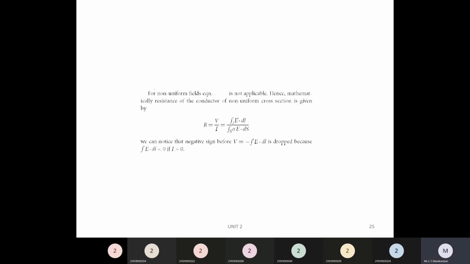So R equal to V by I. How can we relate V? V equals minus integral of E dot dl. Neglecting the minus sign, we can have it as E dot dl. Similarly, I is the surface integral of J dot ds. That is nothing but J equal to sigma E, you know about that one, so sigma E into ds.